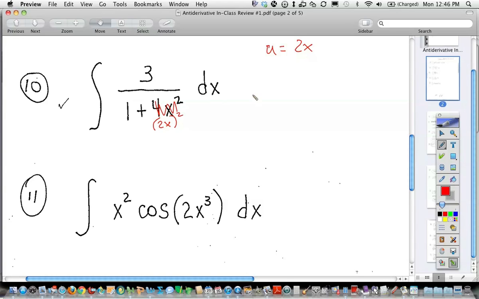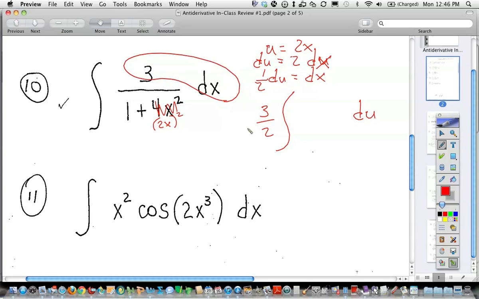If you don't see that or you're uncomfortable with that, then just let u be the 2x, and you get du equals 2 dx. Now you can see where the 1/2 comes from, because you moved that 2 over there. You've already pulled the 3 out, and then you get a 1/2 out here. Now you've got 1 over 1 plus u squared. So that is arctangent. So we have 3/2 arctangent u, which would be 3/2 arctangent 2x.